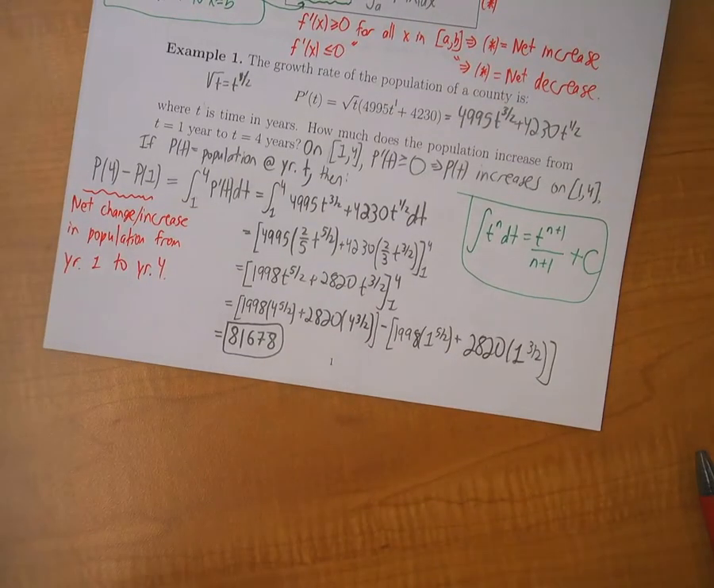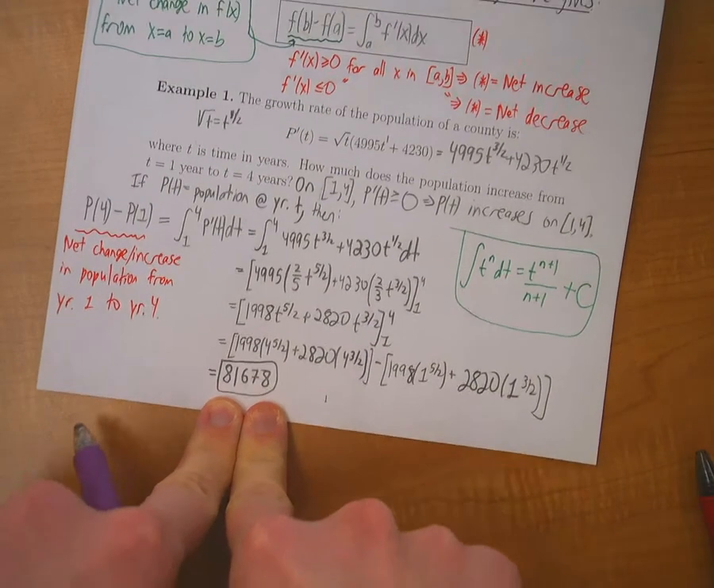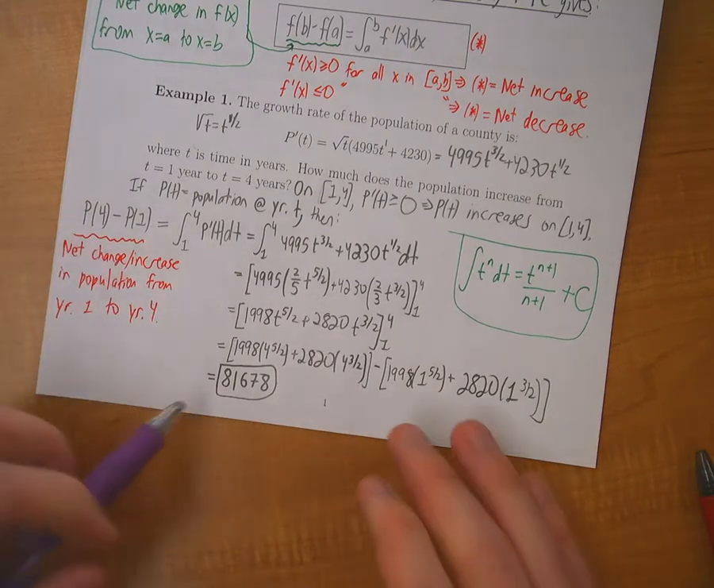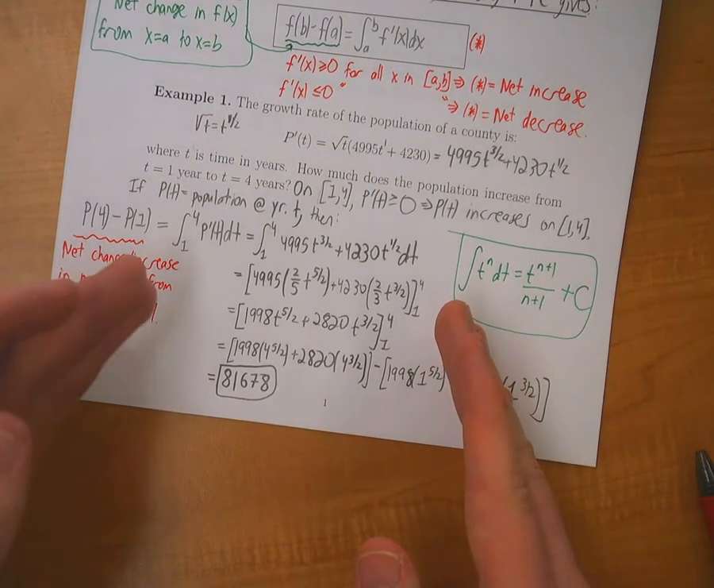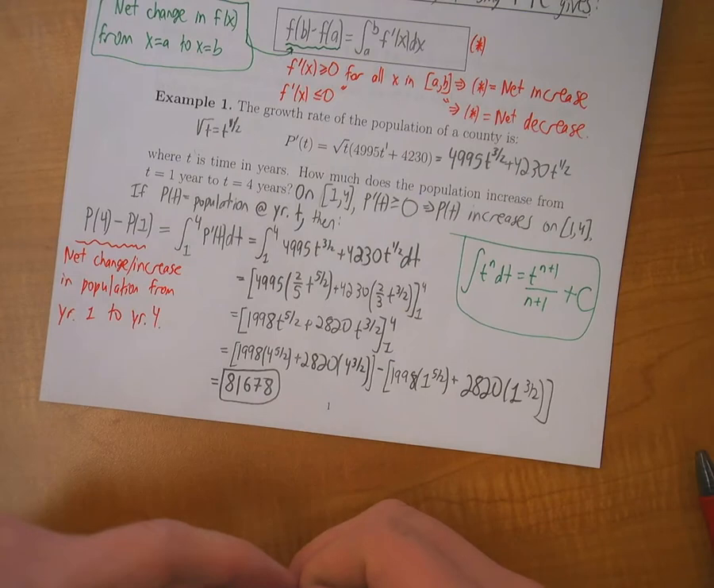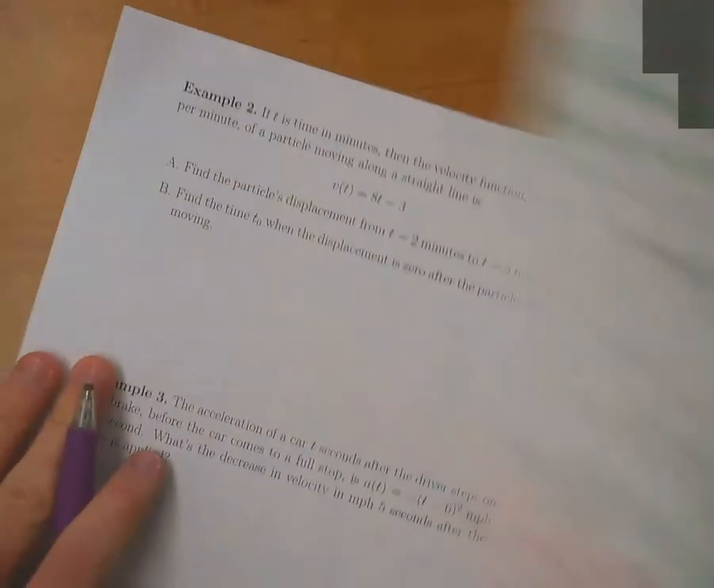Okay? So basically what this number tells us is that the problem doesn't give us the exact population at year 1 or year 4, but all we know is that between year 1 and year 4, the county has gained 81,678 people. That's all this number tells us. Okay? So, any questions on that? Okay. So let's move on to the next example.